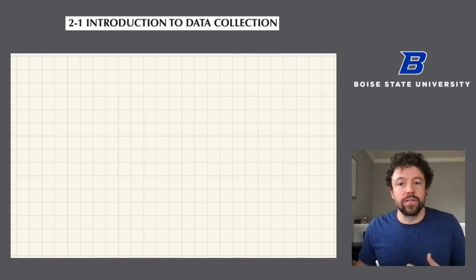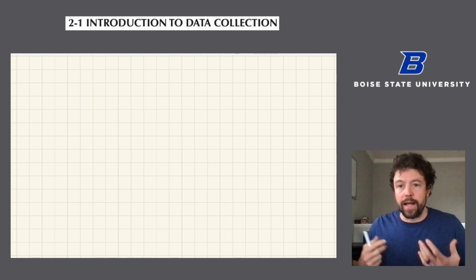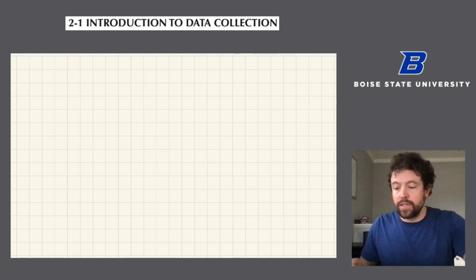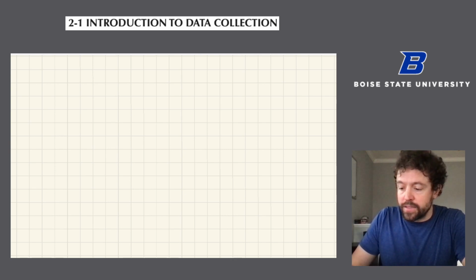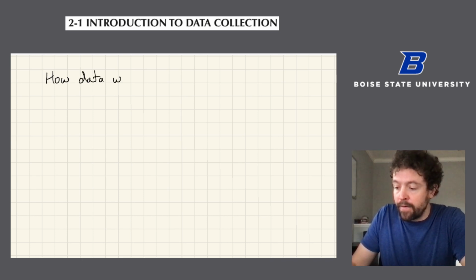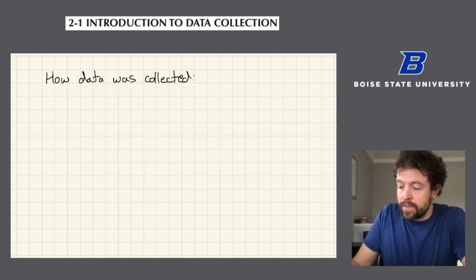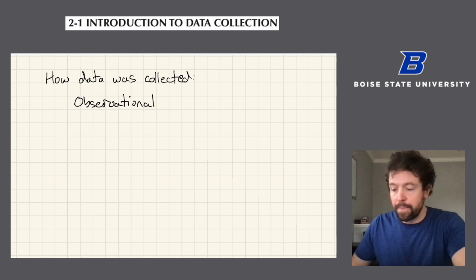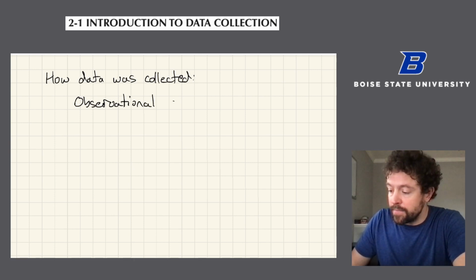So the first notion that we'll look at is this idea of how data was collected, in particular, the distinction between an observational study and an experiment. This will be an important distinction that shows up throughout the course. And either of these methods of data collection are fine for statistical analysis, but it's important that you know which it was because that does affect what you'll do in various situations.